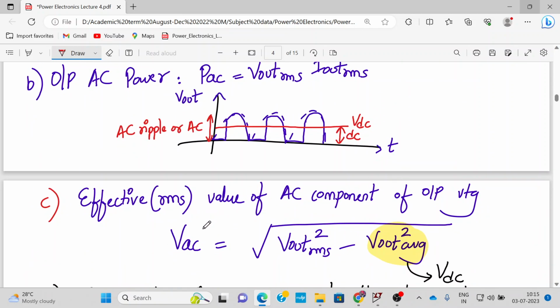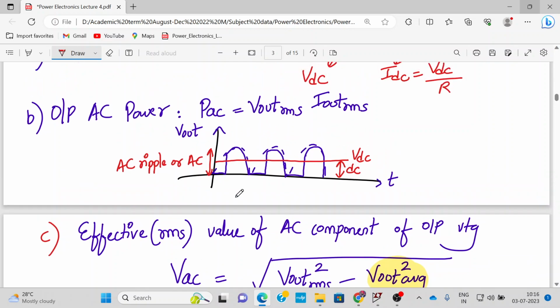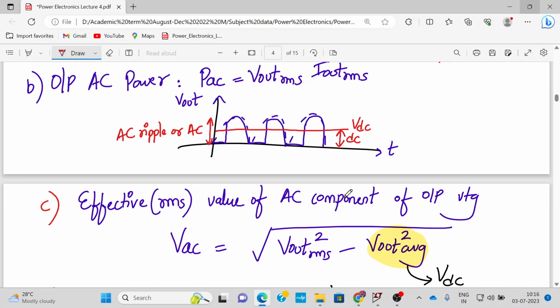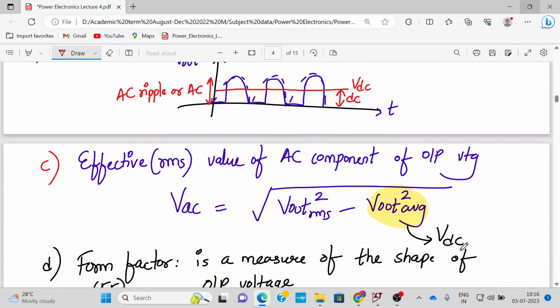Now, the effective RMS value of the AC component of the output voltage is given by VAC. Let's consider this is my output waveform for a half wave control rectifier. This entire peak is my AC ripple, or the AC component, and this is my VDC. Let's say this red color represents the average value of the waveform, which is the DC component value. So what is VAC? It is the square root of the RMS value of the output squared minus the average value of the output squared.